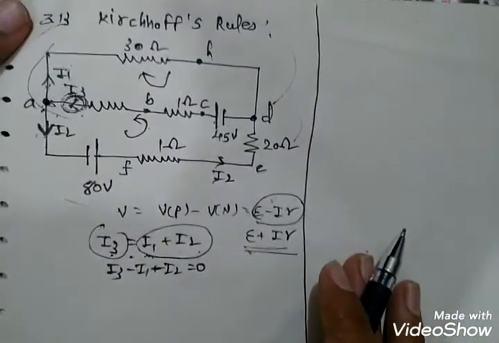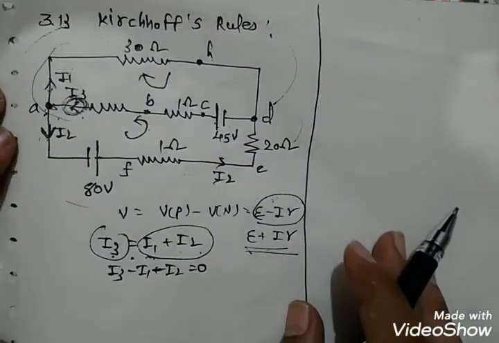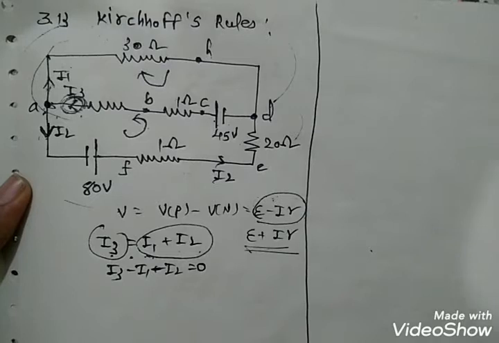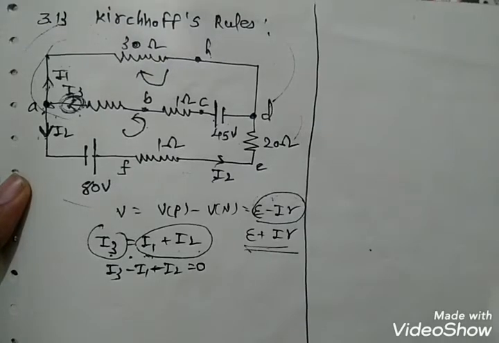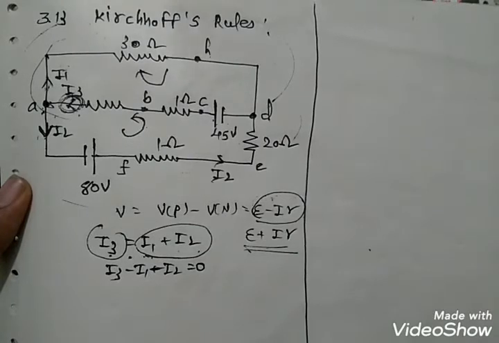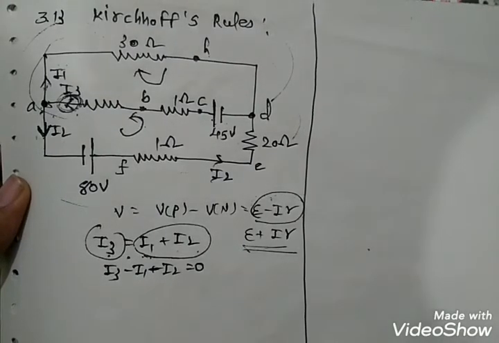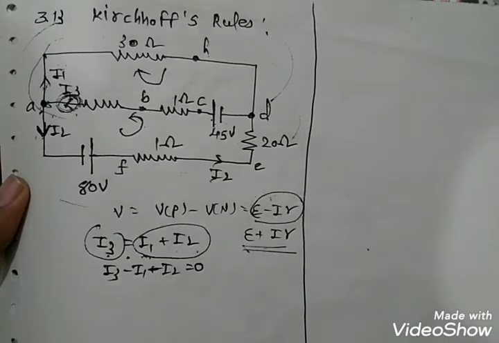Today's topic 3.13 is Kirchhoff's rules. Here we know that electrical circuits generally consist of a number of resistors and cells interconnected, sometimes in a complicated way. Series and parallel connections of resistors are not always sufficient to determine the currents and potential differences in the circuit. So here are two rules, called Kirchhoff's rules, very useful for the analysis of electrical circuits.